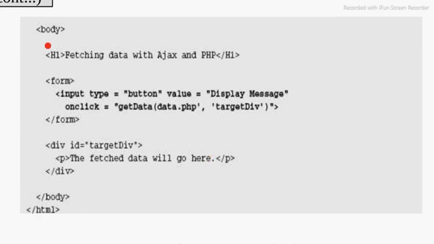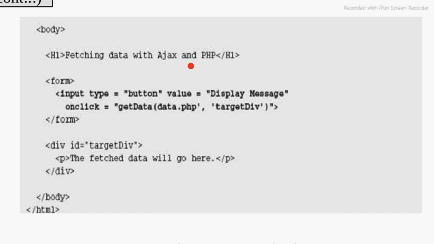Here you can look at the body section. Before entering into the JavaScript and XMLHttpRequest, let me explain the story behind this program. Let me start with the body's H1 tag. It will display Fetching the data with Ajax and PHP. So you are going to collect or get the data from the server.